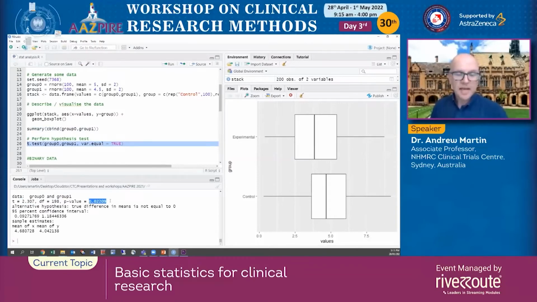The software is calculating the probability of observing a test statistic at least as extreme as that under the null hypothesis. We get a p-value of 0.02. That falls below our 5% threshold, so we're going to reject the null hypothesis and conclude there really is an effect here.